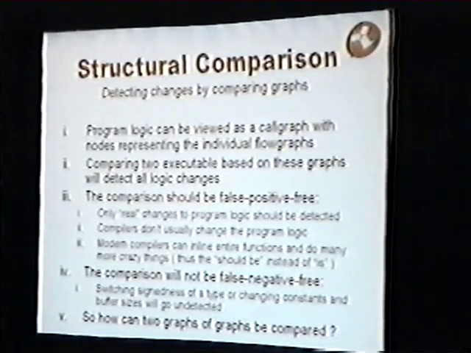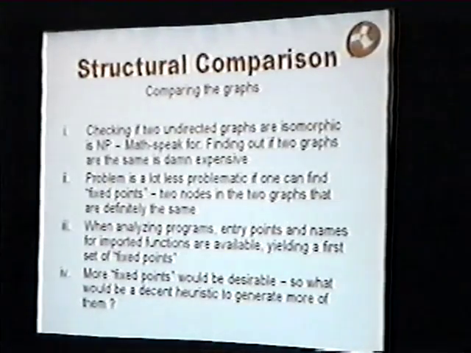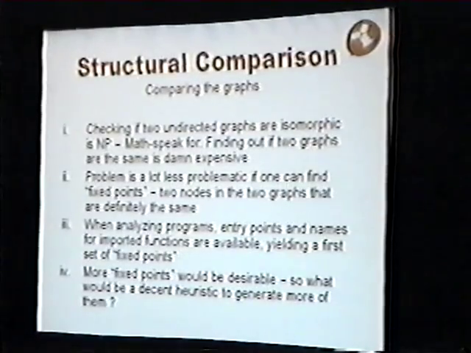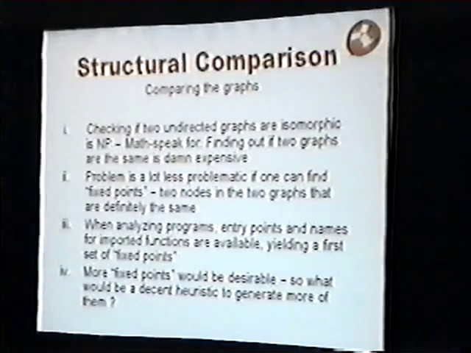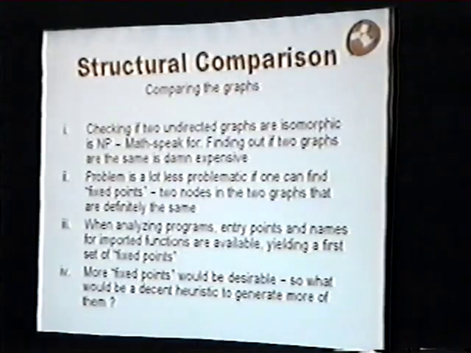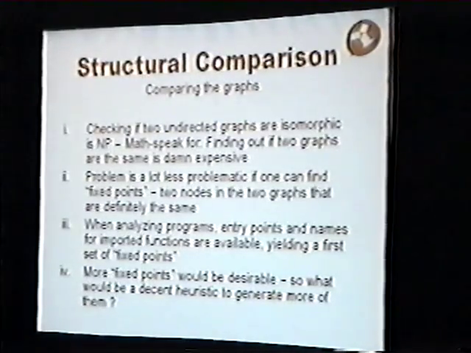Now, the general question is, how can you compare two graphs of graphs? The problem is that showing that two undirected graphs are isomorphic, math speak for equal, is really expensive. Fortunately for us, we don't have an undirected graph, and we can do a lot of other things. First of all, we have a directed graph. The call graph is directed. All program execution is always directed in a way.